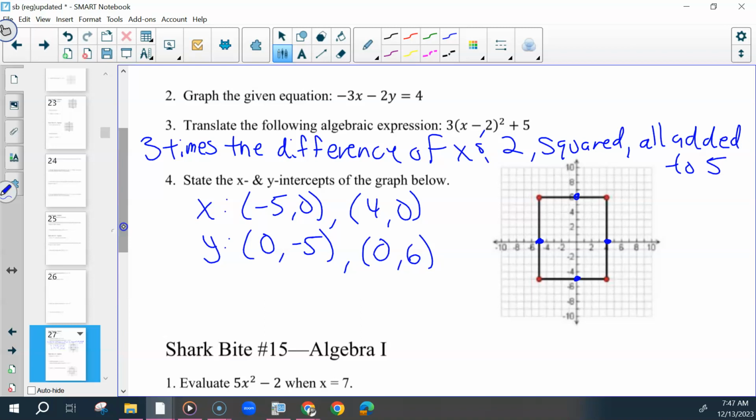Questions on that one before we do 5? I think if you get that one before this one. Yeah, it doesn't matter. If you put 0, 6 before 0, -5, that part doesn't matter. Okay, I will come back to this if you still need it.